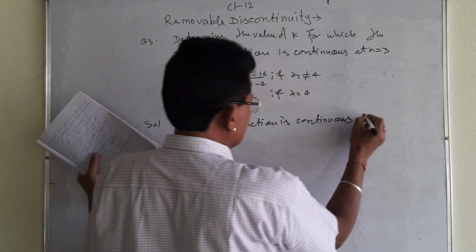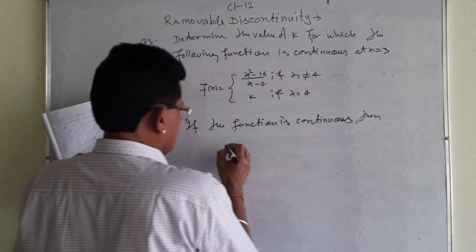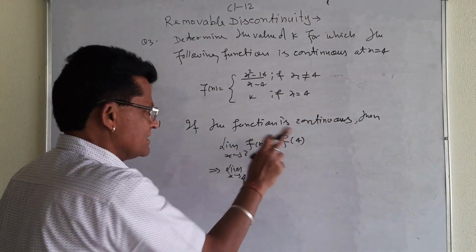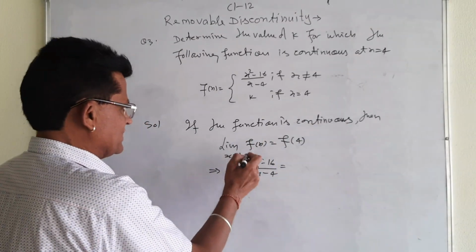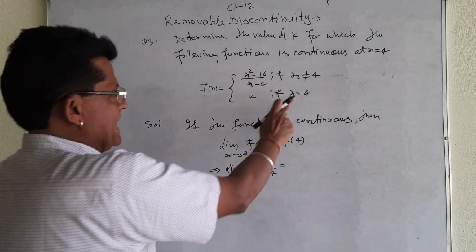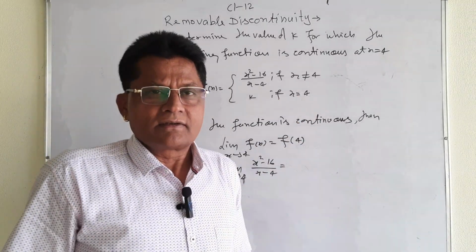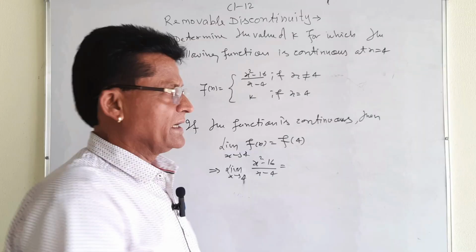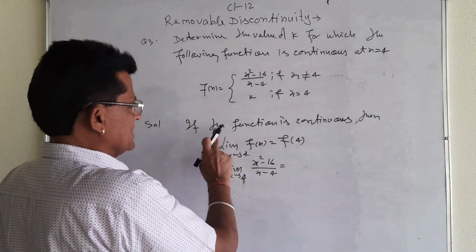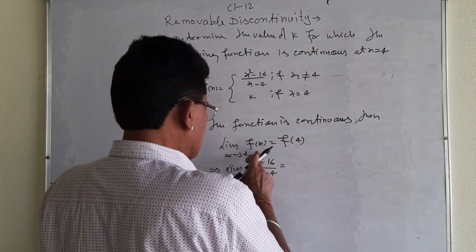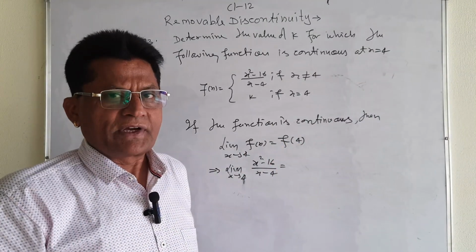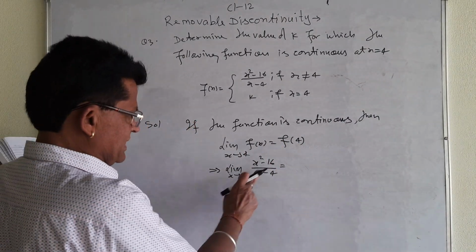then what will happen? If the function is continuous, then what will happen? At 4 you will have to check, you will find out the value of k. At x is equal to 4. Okay, the function is continuous. Then what will happen? Limit x tends to 4 should be equal to fx.